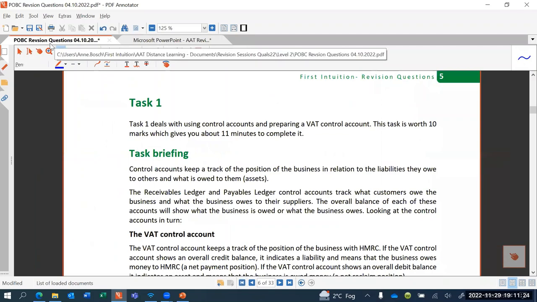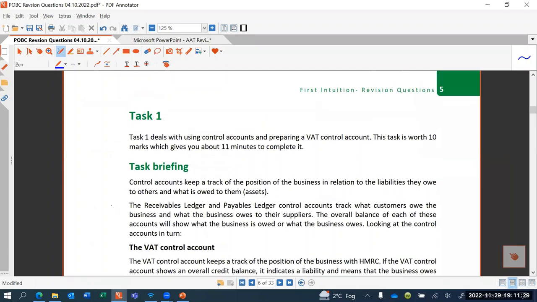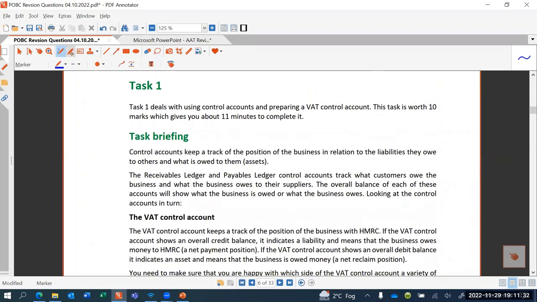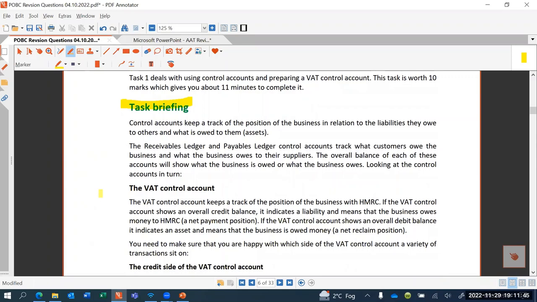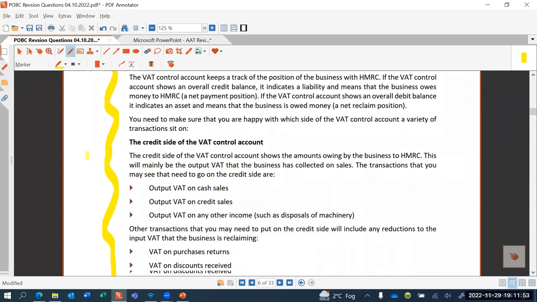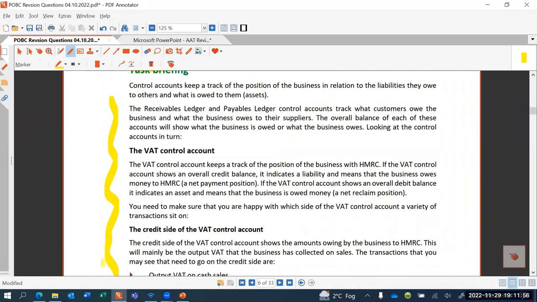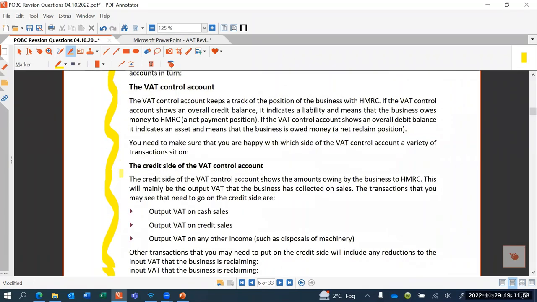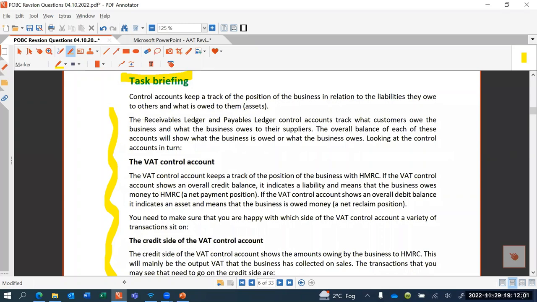So just going to mention in our pack of revision questions, this is page 5 here, before the questions for each task, we have something that we like to call a task briefing. The task briefing takes me through some of the key knowledge that would be necessary to deal with a task number 1 in the exam. So this is really useful if you feel a little bit rusty on control accounts. At some point in your own time, you might like to read through that task briefing and treat that section like a little set of revision notes.